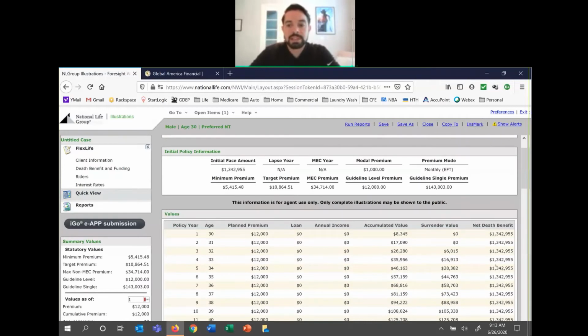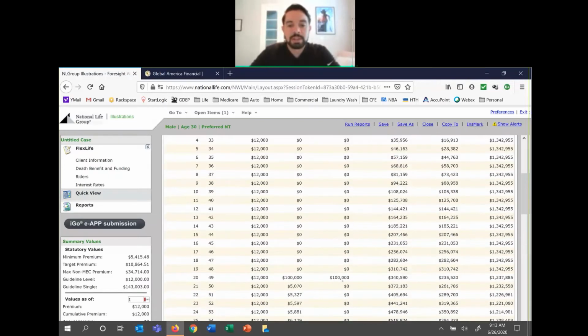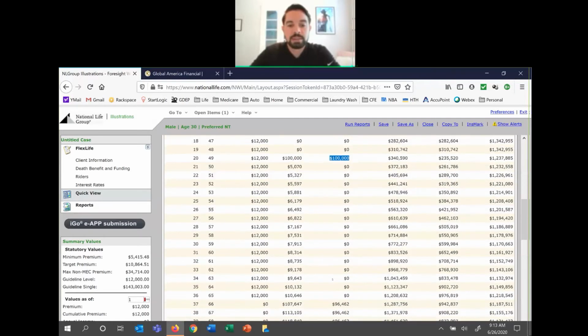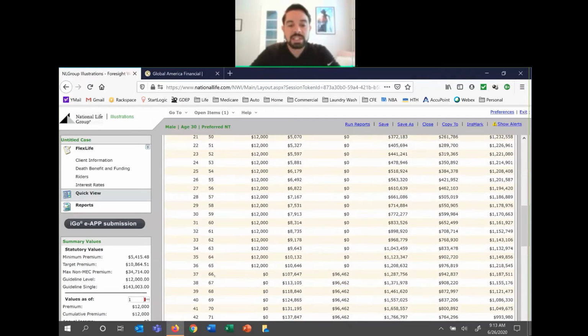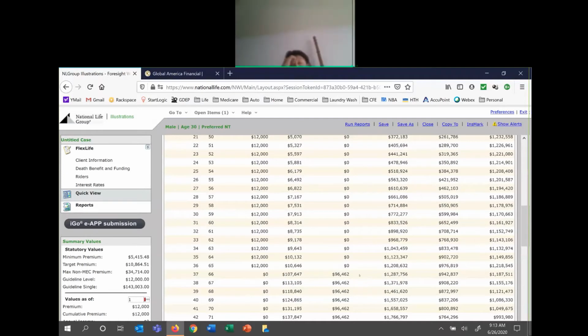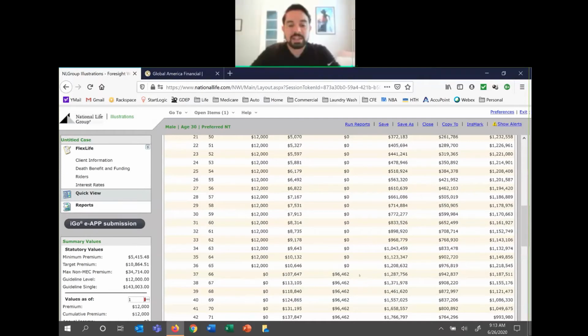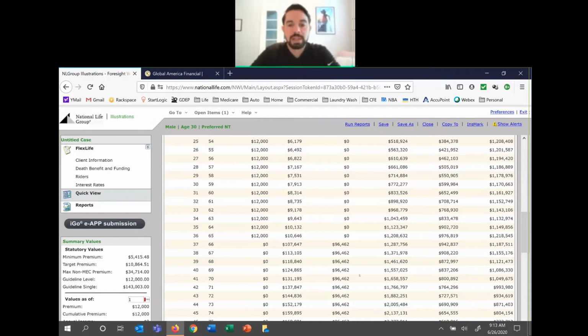So your death benefit still remains the same at $1.3 million. But now in year 20, you see that we have $100,000 that we use to pay back those student loans. And then we scroll down and we can see at year 66, the potential income that we have for retirement purposes at $96,000 of potential annual income from this policy. And look at the cash value that's in here at this point in time of retirement, almost $1 million.